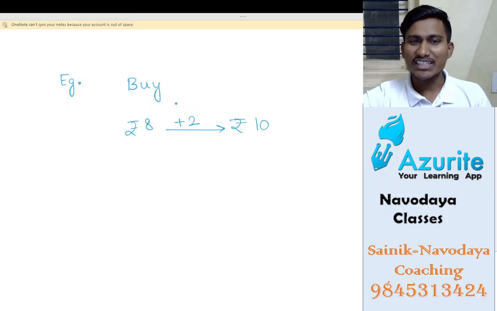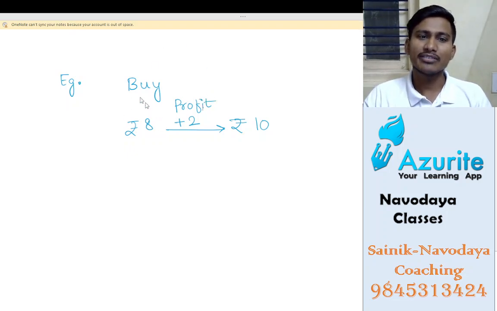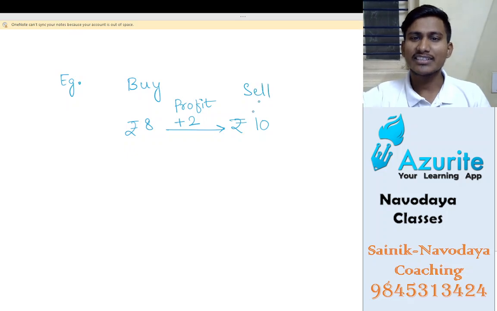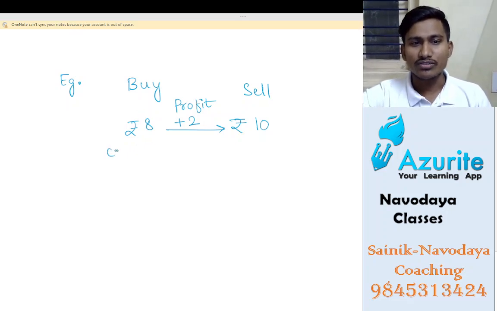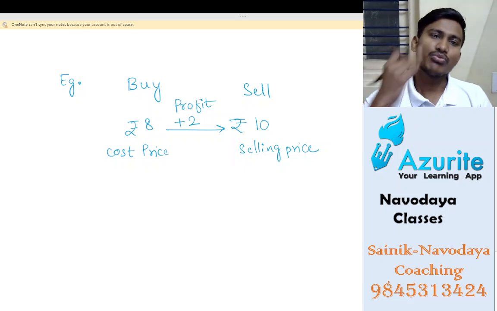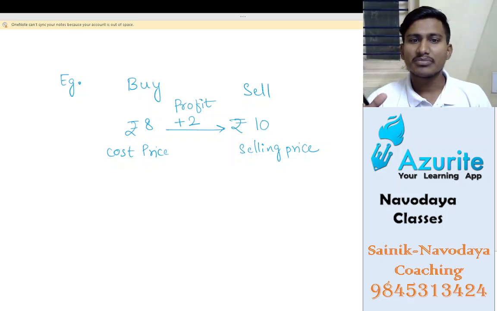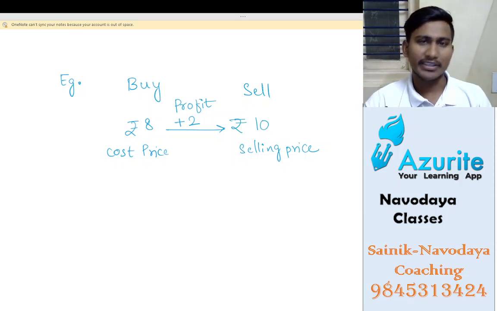2 rupees more. So that is the profit. We say how much more you got? 2 rupees. You buy for 8 rupees and sell for 10 rupees. That 2 rupees more is the profit. So buying price, we say it as cost price. And selling price, we say it as selling price. Okay? So that is how we find it. Cost price plus profit will give selling price, when you have profit.